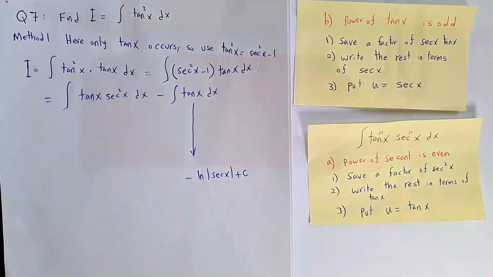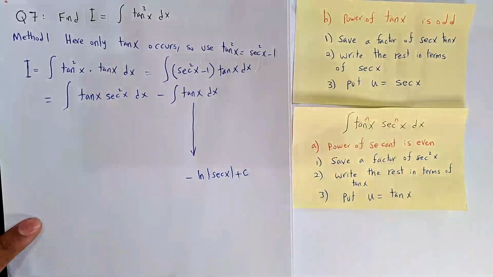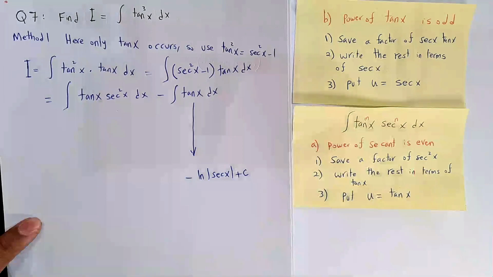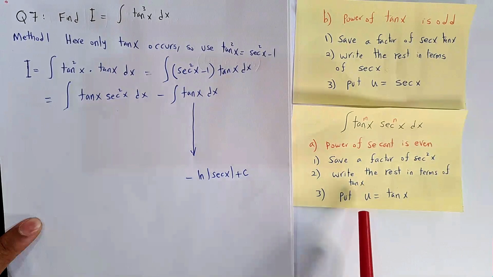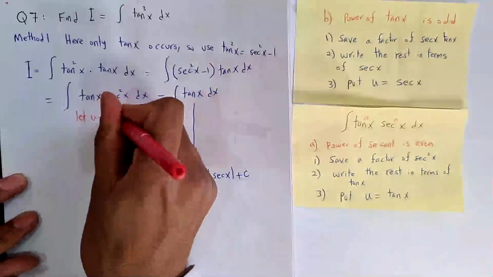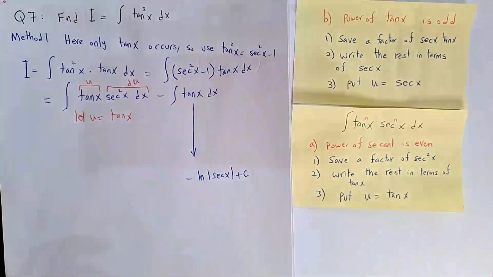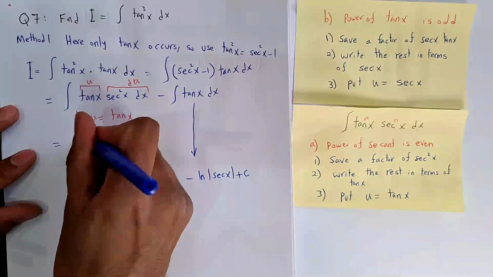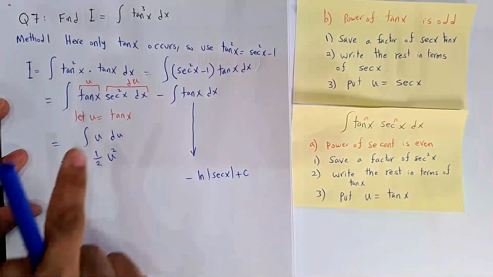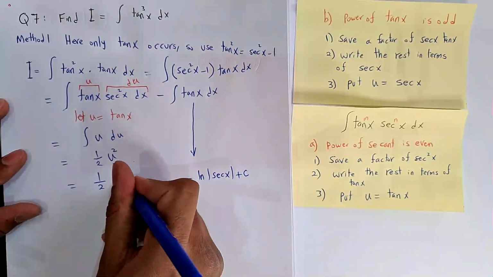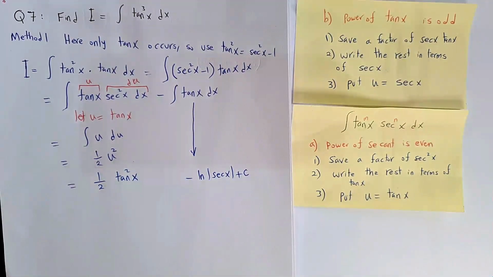Alright, now how can we deal with this question? We have two ideas. Look at the notes over here. If the power of secant is even, which is our case here, let us save a factor of secant square. It is already done. Let us write the rest in terms of tan. Let u equal tan x. So clearly this will be du, and this is my u. So the remaining integral will be the integral of u du. This is half u square. Now my u is tan. If you plug it back, you will get half tan square x plus this integral, which is already done. So this is the final answer for this exercise.